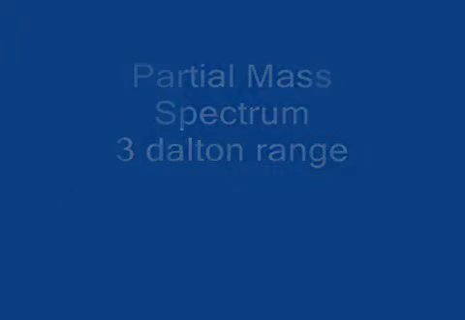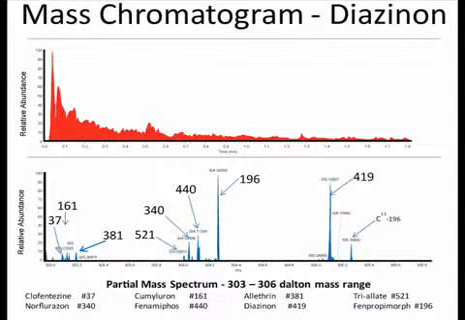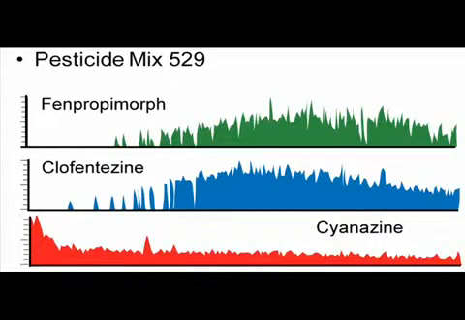A partial mass spectrum is shown here to demonstrate the utility of the method. Here, 8 separate pesticides, which would appear in this small 3-mass unit window, are clearly evident. The entire mass range is not shown due to the fact that too many ions would be evident.